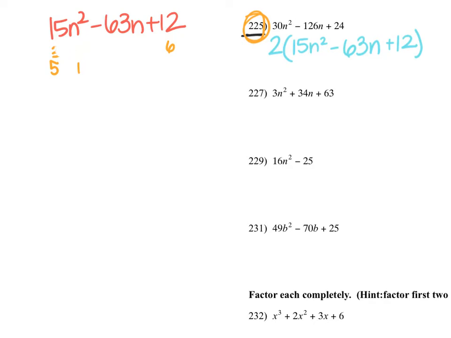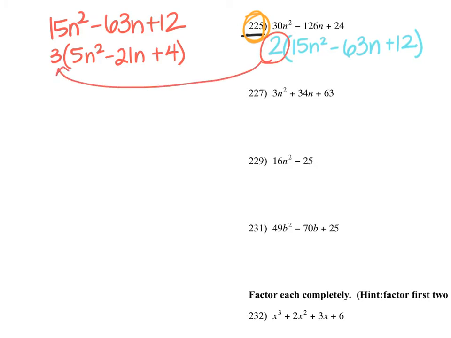I can actually divide by 3 again. Can I divide by 3? I can, in fact, take out a 3. So let's take out a 3. So if I take out a 3, I get 5n squared minus 21n plus 4. And now I'm going to include this 2 because we've already factored that out. So really my problem should look like this, because I was able to take out a 6 completely. Okay, so now it's a trinomial that I can actually factor, and it's simplified.